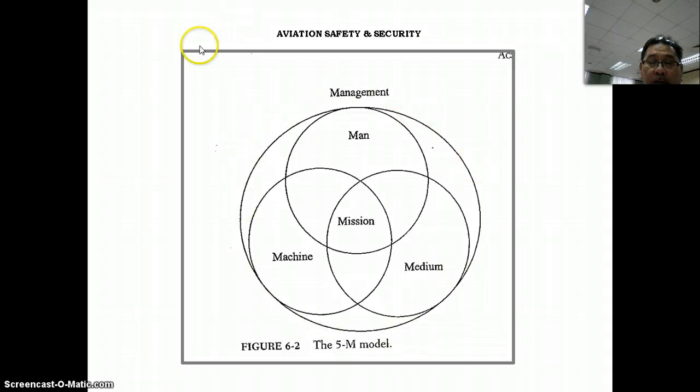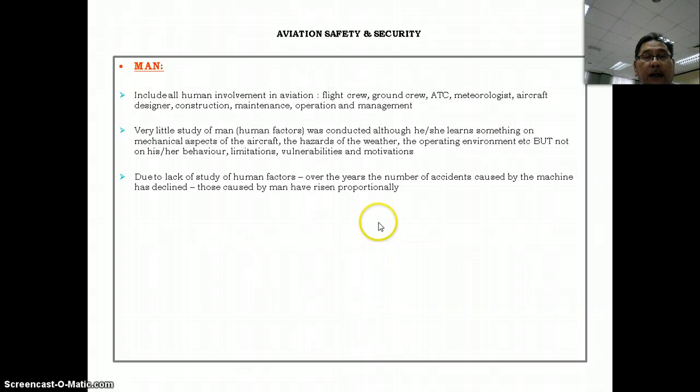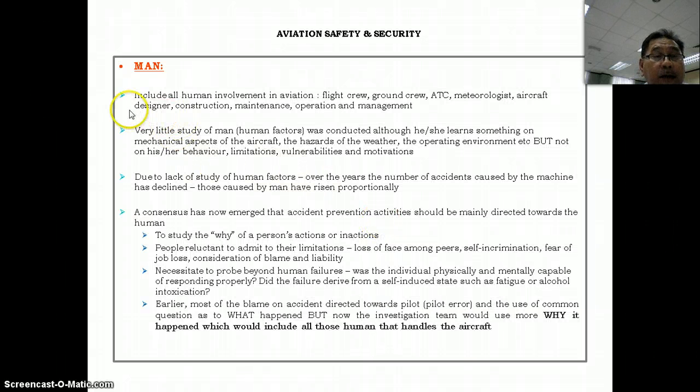These are the 5M model. When we look at the bigger circle, which is the management, under it we have man, we have machine, we have mission, and medium. All these are interrelated to each other. And what is man? It includes all human involvement in aviation: flight crew, ATC, meteorologist, aircraft designer, instruction, maintenance, operation, and management.